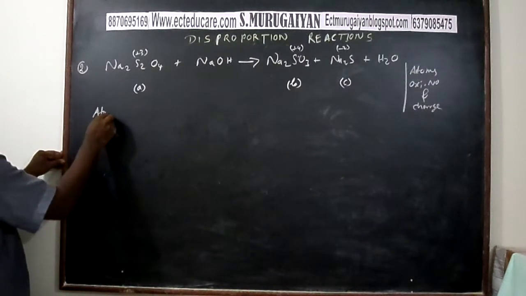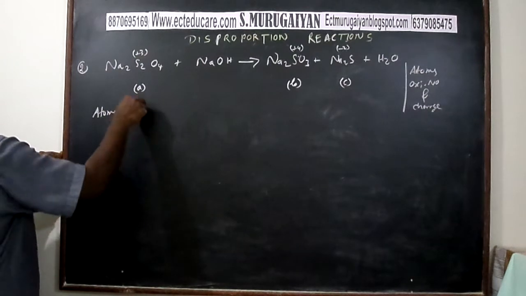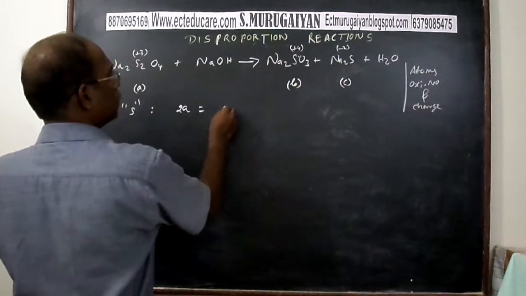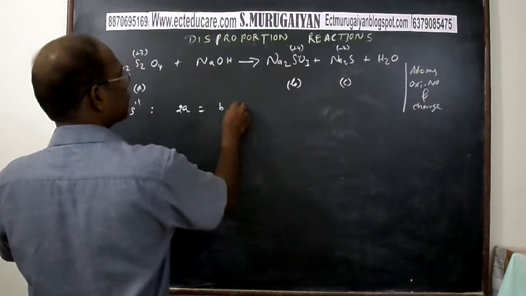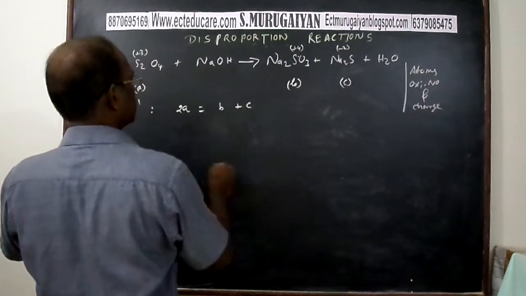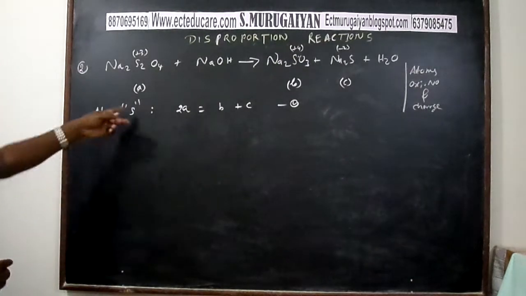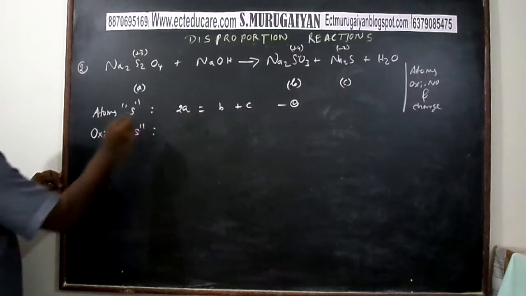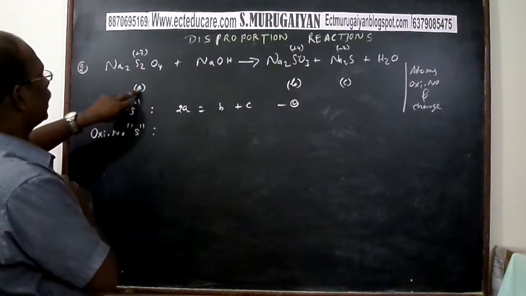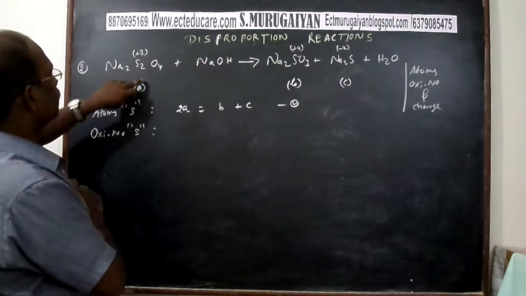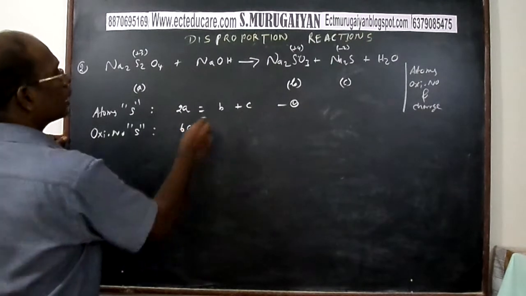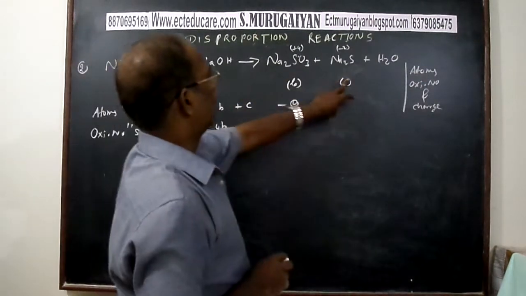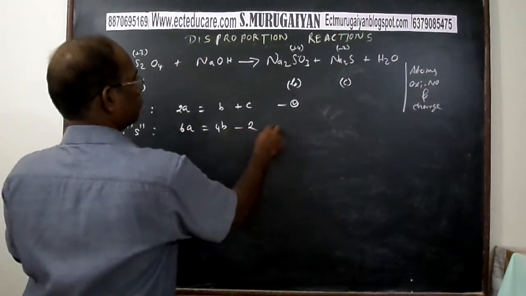Solving atomicity, atoms of sulfur, there are 2A atoms. Here B number of atoms, here C number of atoms. So let the equation be 1. For the same sulfur, we can compare based on oxidation number of S. Oxidation number of S, we have to multiply A, the suffix 2, and oxidation number plus 6A, and B plus 4, and C minus 2. This is 2.